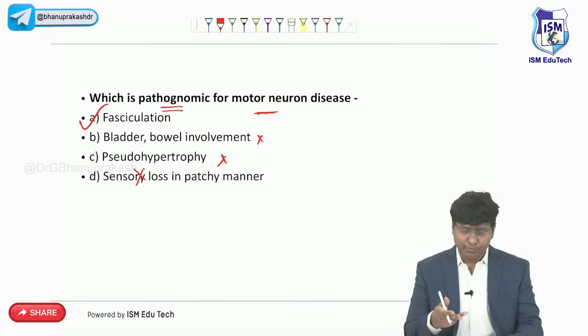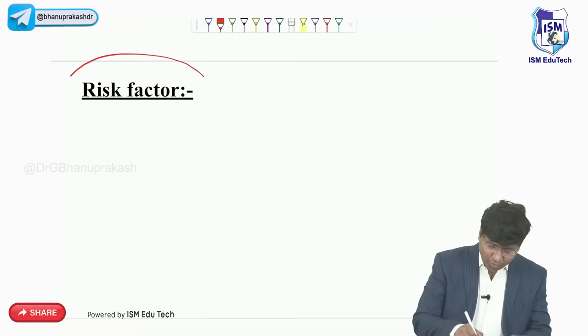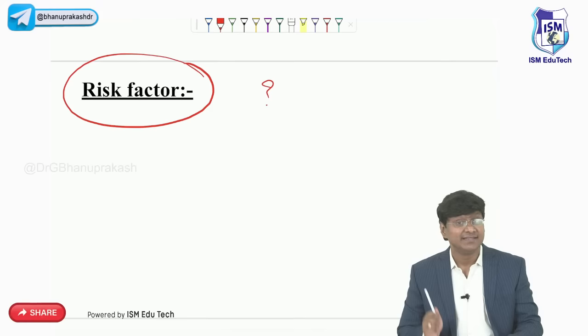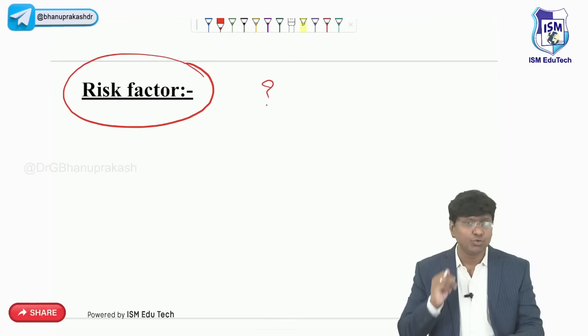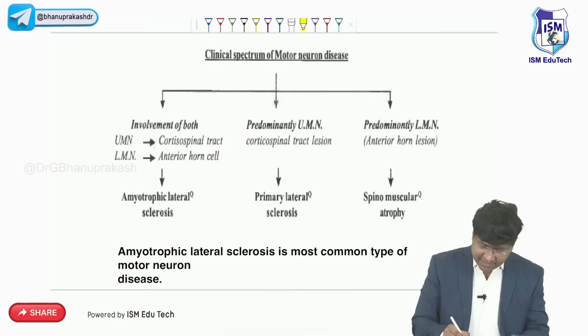And the age group at which you see this motor neuron disease is mainly around 30 to 60 years. And do you know what is the important risk factor for the development of motor neuron disease? Anyone of you? The important risk factor is smoking. Right? Smoking. Okay. And we have 3 important forms of motor neuron disease. What are those 3 important forms? You have a motor neuron disease where there is involvement of both upper and lower motor neurons, and that will be your amyotrophic lateral sclerosis.